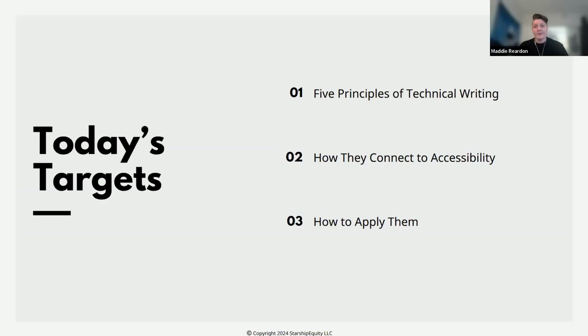The targets for today, we're going to go through the 5 principles of technical writing, how they connect to web accessibility, and then we're going to talk about the practical ways you can apply them to your day-to-day work, even your day-to-day life. For the sake of time, we're not going to dive super deep into this, but we'll give you a good overview to get you started.